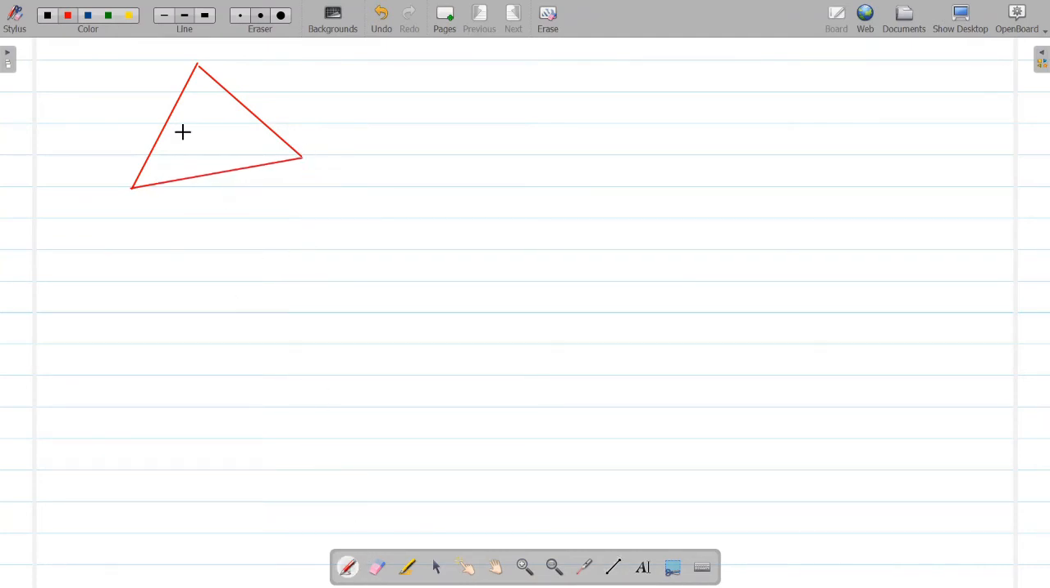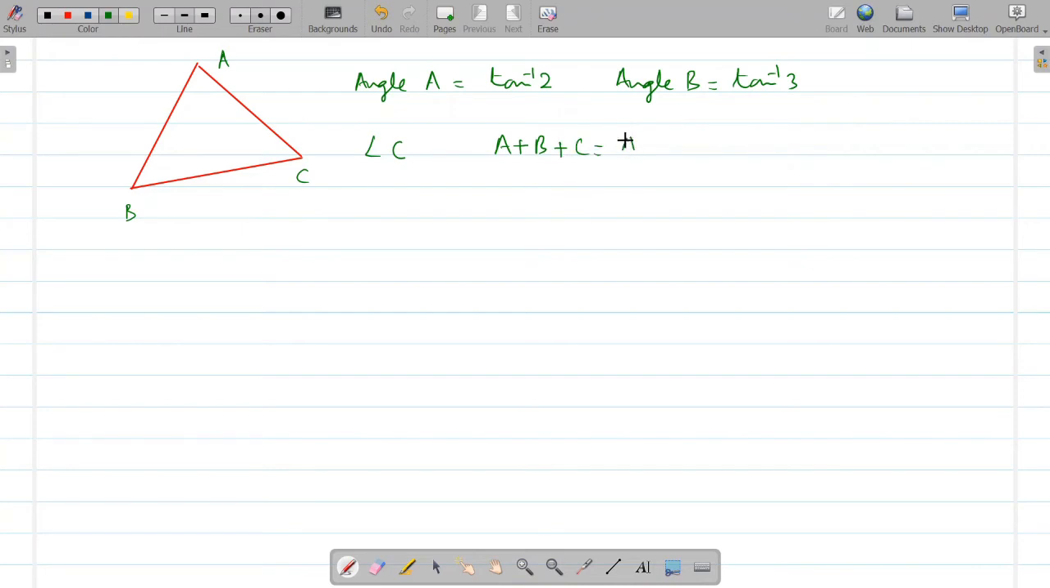And this triangle is ABC. Angle A is tan inverse of 2. Angle B is tan inverse of 3. And you're asked what is the angle C. So we know angle A plus angle B plus angle C is equal to pi.